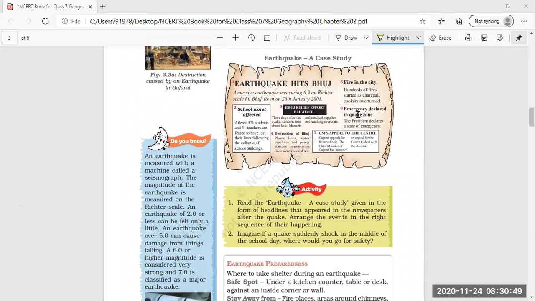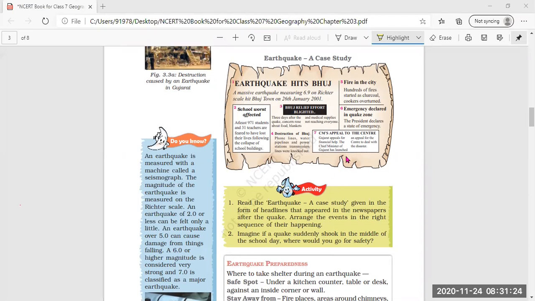Fire in the city: hundreds of fires started as charcoal cookers overturned. That means wherever food was being made or charcoal was burnt, a lot of destruction was made due to the fire. Also an emergency was declared in the earthquake zone. The president declared a state of emergency. Then Gujarat appealed for financial help. The chief minister of Gujarat also launched an appeal to the center to deal with this disaster.